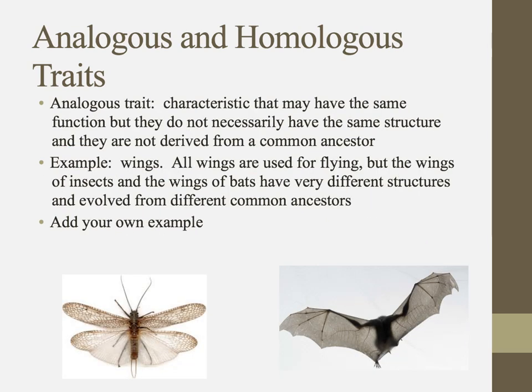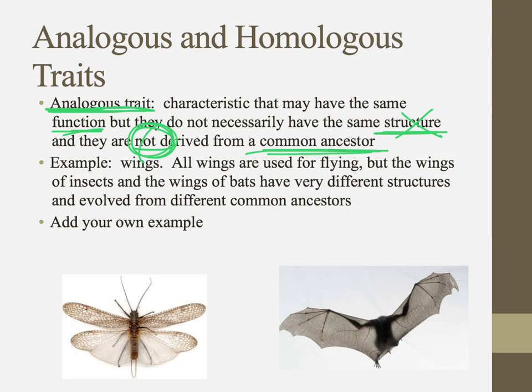And we have to be very careful not to mix those things up with what we call analogous traits. These are characteristics that might have the same function, but they don't have the same structure. So they did not come from a common ancestor. The pentadactyl limb, for example, as a homologous trait, may have different functions like swimming versus grabbing, but they all have the same structure.